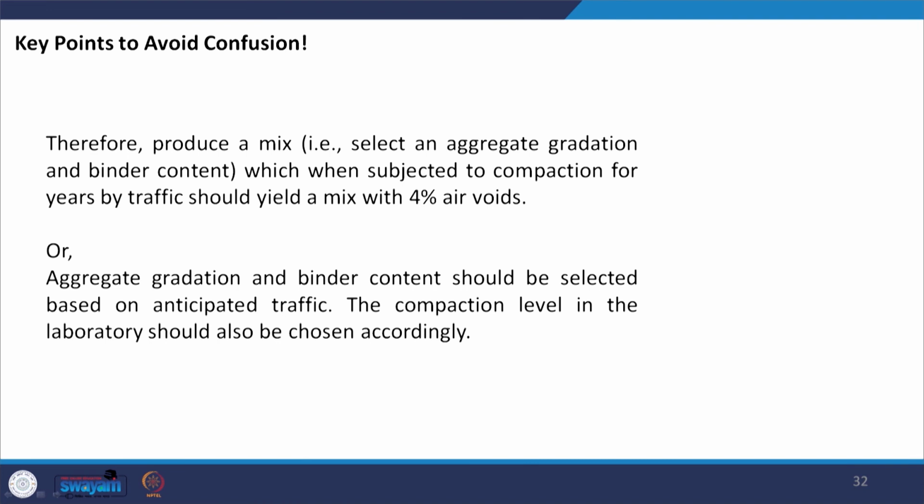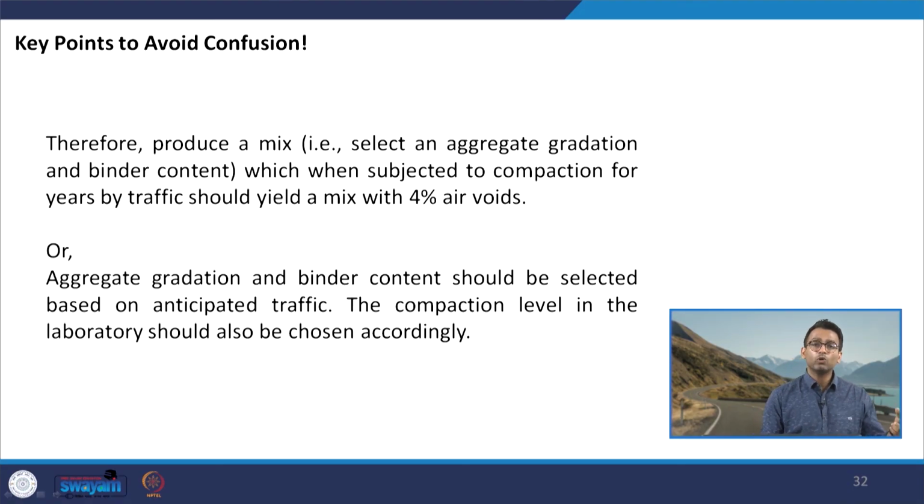So, you have to first know the anticipated traffic, you have to understand what level of compaction this traffic will impose on my mixture, and corresponding to that then you try to design your mixture, because this becomes very important. In other words, aggregate gradation and binder content should be selected based on anticipated traffic, and in the laboratory when you are preparing a mixture, the compaction level also should be chosen accordingly, and then only you will have a mixture which will be actually present in the field after years of traffic, which will dictate the performance of the pavement.